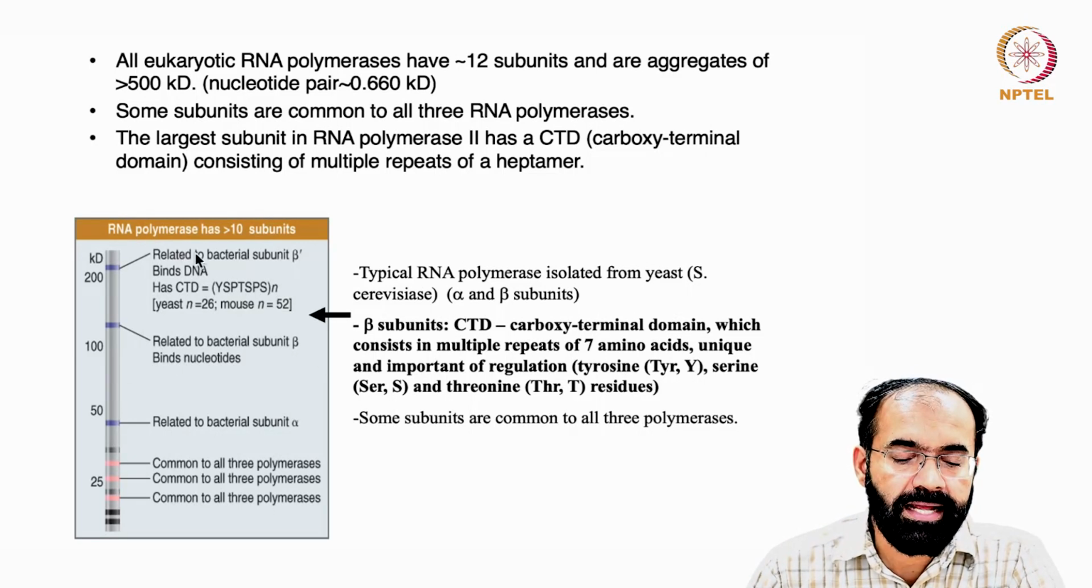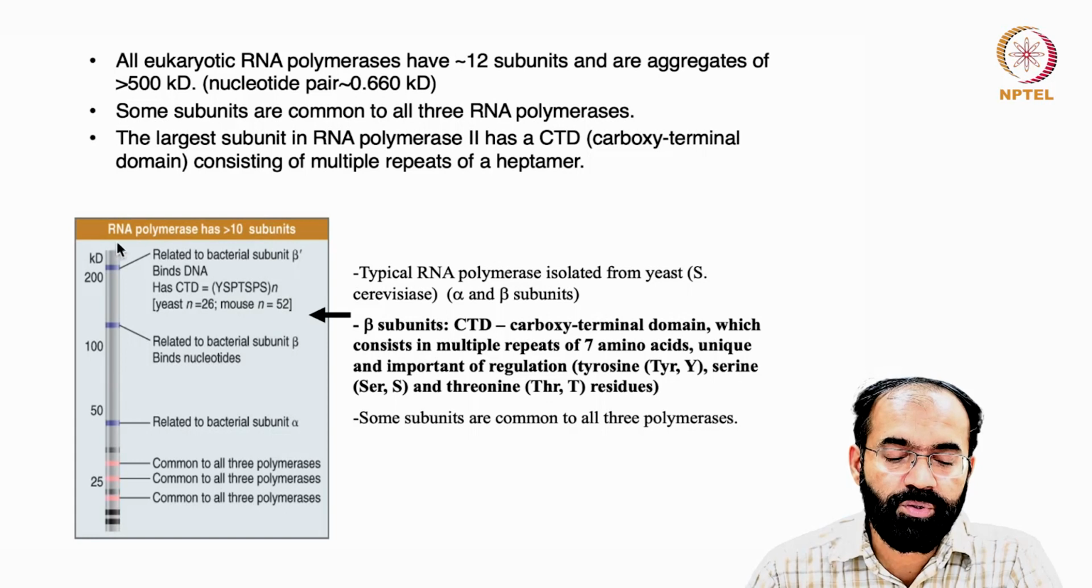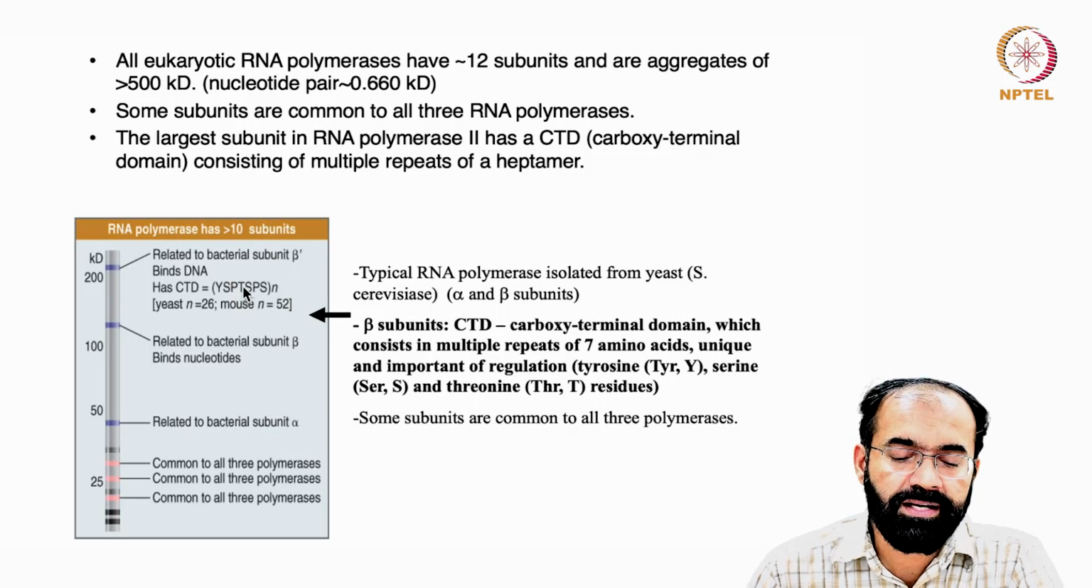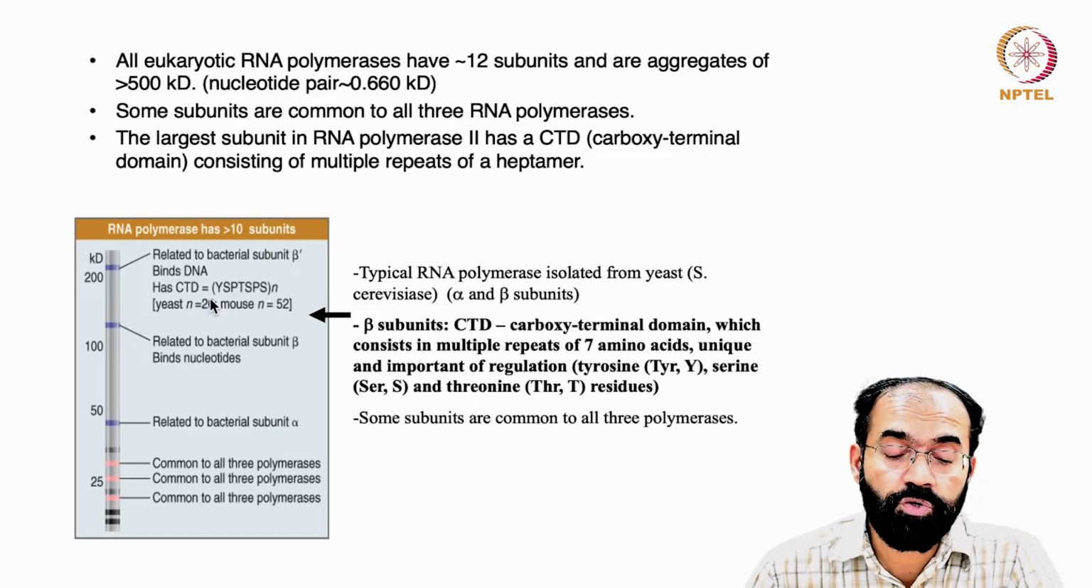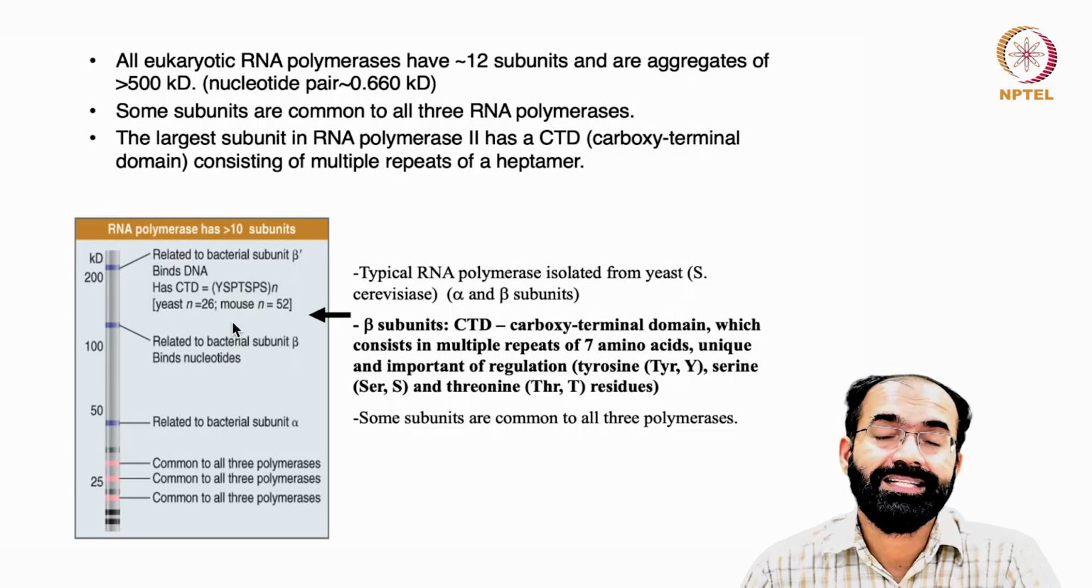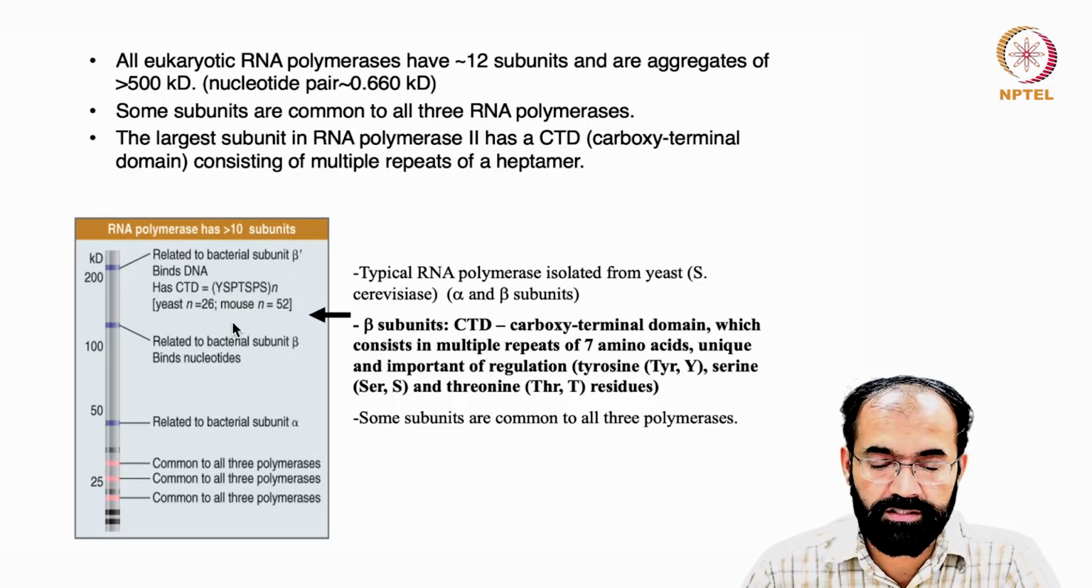event. So this is an RNA polymerase where multiple subunits are seen, and the CTD is specifically seen here in the largest subunit. This is a Western blotting. YSPTSPS: these are single letter codes for different amino acids, like tyrosine, Y, S for serine, P for proline, and T for threonine, S for serine, like that. It continues and repeats multiple times. In yeast it is around 26 times, in mouse it is around 52 times. So this domain is very important for the phosphorylation event, without which the RNA polymerase will not go downstream.